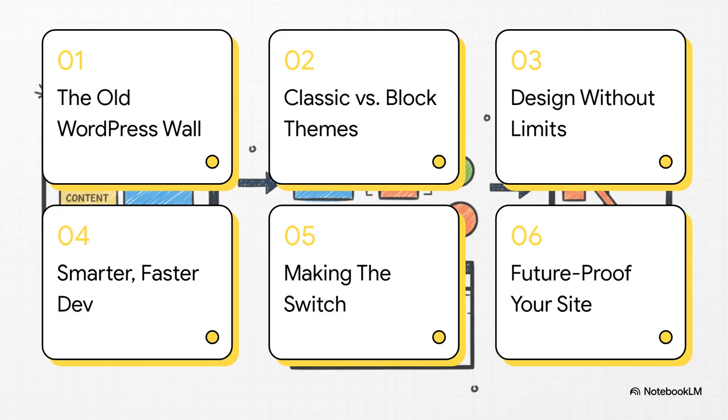All right, so here's how we're going to break it all down. First, we're going to talk about what I call the old WordPress wall, the frustrating limits of classic themes. Then we'll put classic and block themes side by side. After that, we'll dive into the incredible design freedom you get and how this is also a game changer for developers. And then, of course, we'll talk about how you can actually make the switch and why doing it is so important for the future of your website.